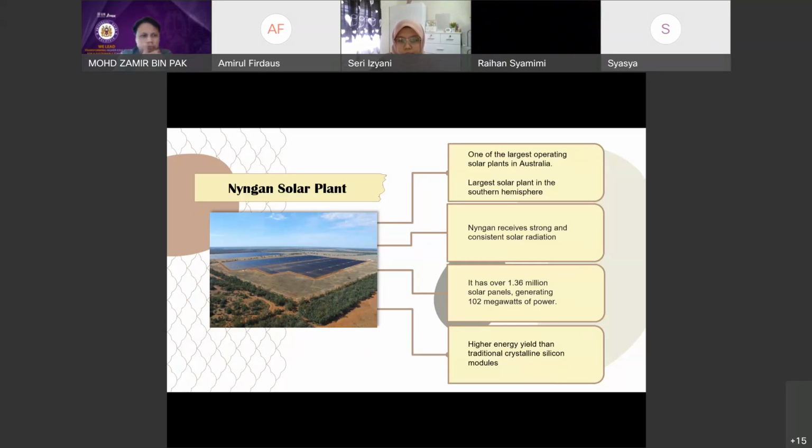These 1.36 million modules will have higher energy yield than traditional crystalline silicon, will also produce no carbon emission, and will require no water during operation. Next.